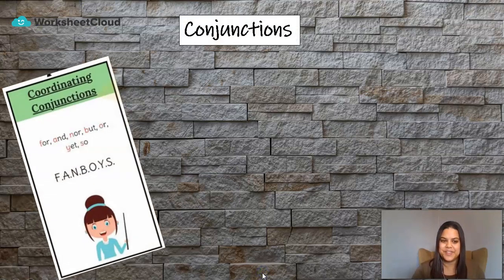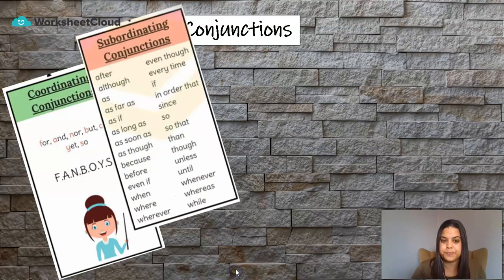Conjunctions. So we have coordinating conjunctions and these words are like it says in the word FANBOYS. Okay, so when we think of the word FANBOYS, we think of for, and, nor, but, or, yet. So these are the coordinating conjunctions.